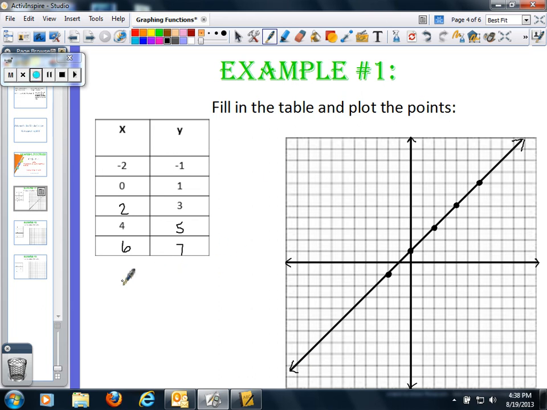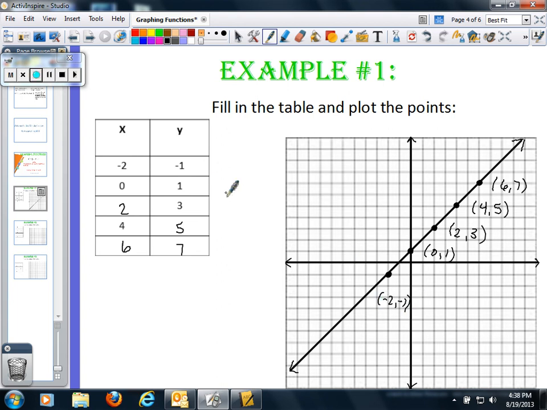So what you would write if I asked you to describe what the x values are doing is that the x values are increasing by 2 every time in the table, okay? And the other thing is, when you do these, I want to see the points labeled. So this is 6, 7, 4, 5, 2, 3, 0, 1, and this one is -2, -1, okay?